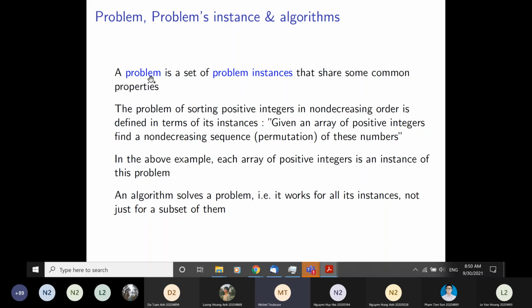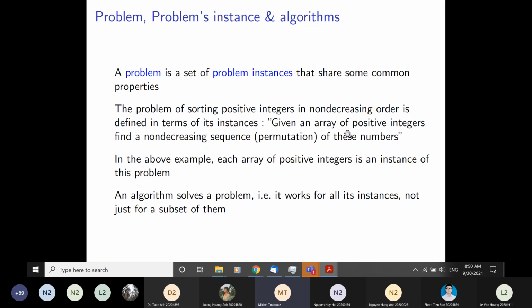We are trying to make a differentiation between problem and problem instances. At this moment, maybe this seems a little bit too abstract, or you do not know what I'm talking about. But it is important to distinguish between problem and problem instance, because the description of an algorithm is to solve a problem, not a problem instance, in the sense that an algorithm must be general enough to be able to solve all the instances of a problem. So what's the difference between a problem and a problem instance?